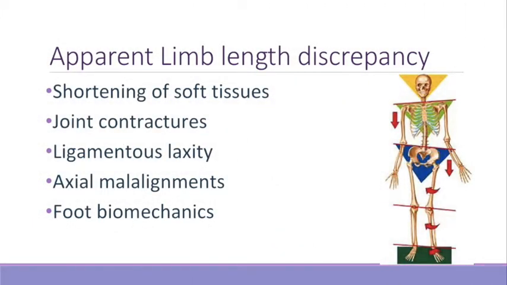Apparent or functional. This will have unilateral asymmetry without the shortening of the osseous component of the bone. So this would be caused by something such as shortening of soft tissues, joint contractures, loose ligaments. The axial skeleton could be all wonky and not correctly aligned. Or the biomechanics of the foot. For example, somebody walks with excessive foot pronation. This is how functional LLD or apparent LLD varies from the structural LLD we just talked about.